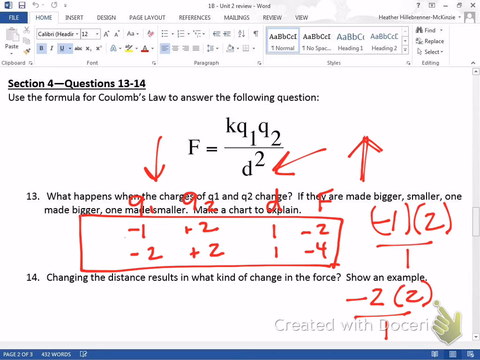Now, let's talk about this though. What happens if I change my distance here? Let's go with both of these now being -2, and let's say my distance here is 0.3, and I drop that distance to 0.2. What would you expect to happen? Would the attraction get better?